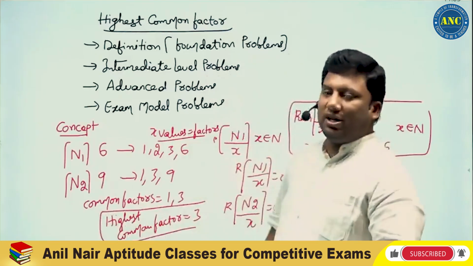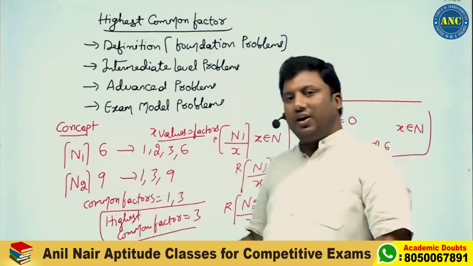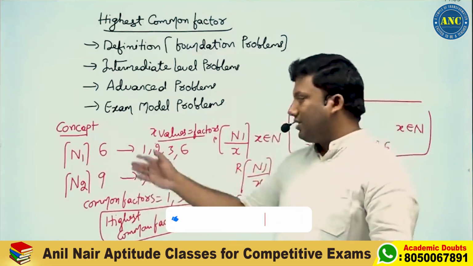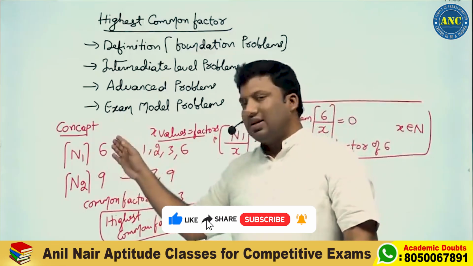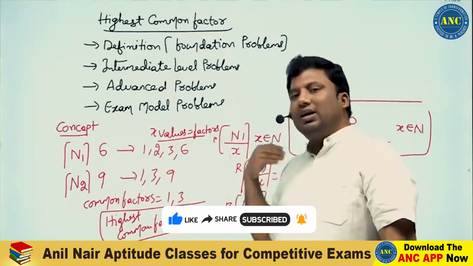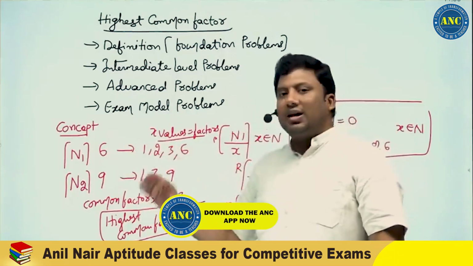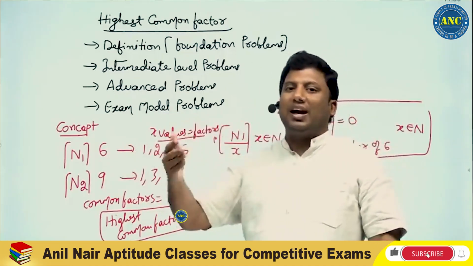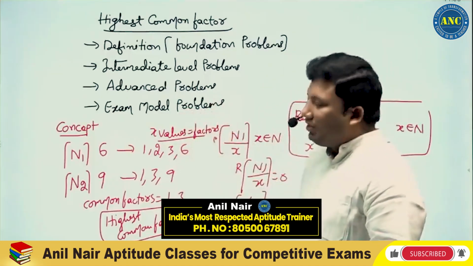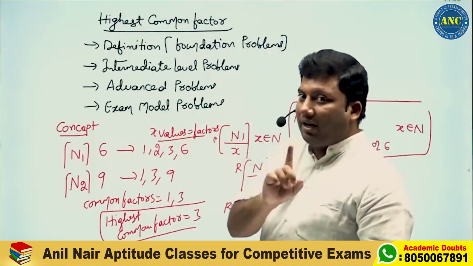How to determine HCF? Write down the factors for the given numbers, take the common factors, take the highest one. Instead of 6 and 9, if it is 100 and 120, writing down the factors of 100, writing down the factors of 120, writing the common factors, taking the highest one, it will be a little tiresome process. That is the reason we will discuss the various methods to find out HCF.